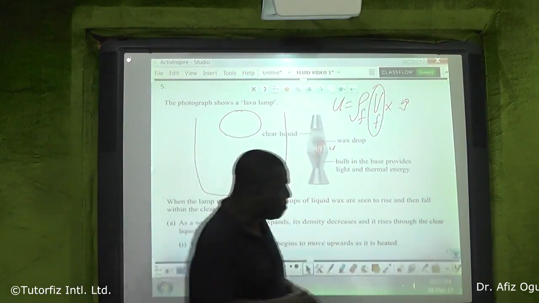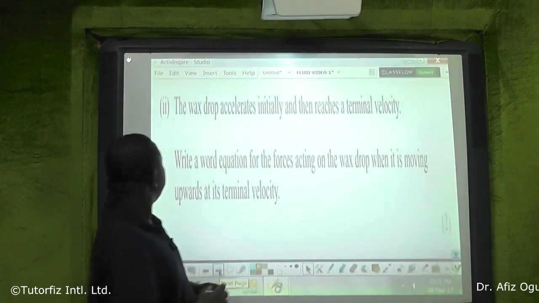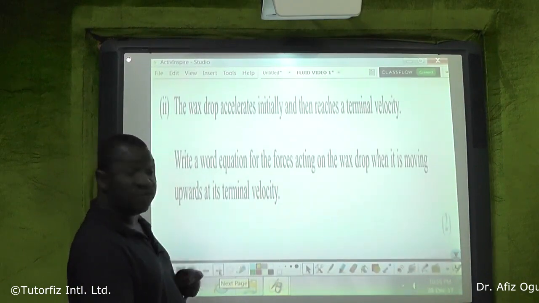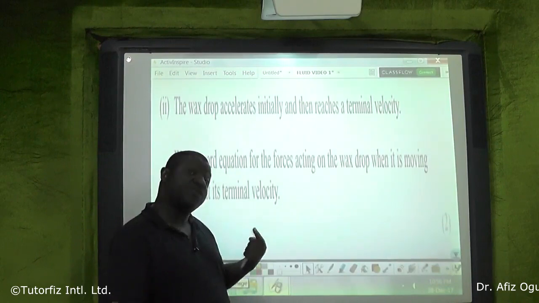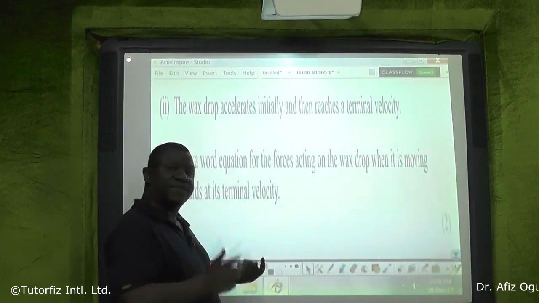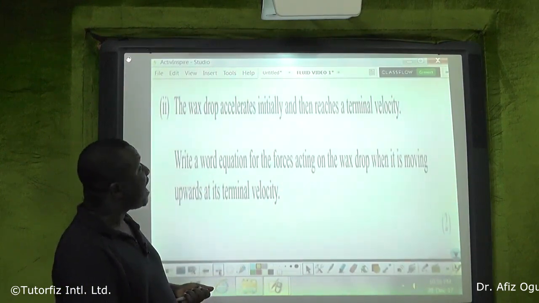So you get your full mark there. We have 3 marks there. The wax drop accelerates initially. Of course, it accelerates because there's a resultant force, up thrust minus weight. There's a difference now. And then it reaches a terminal velocity.